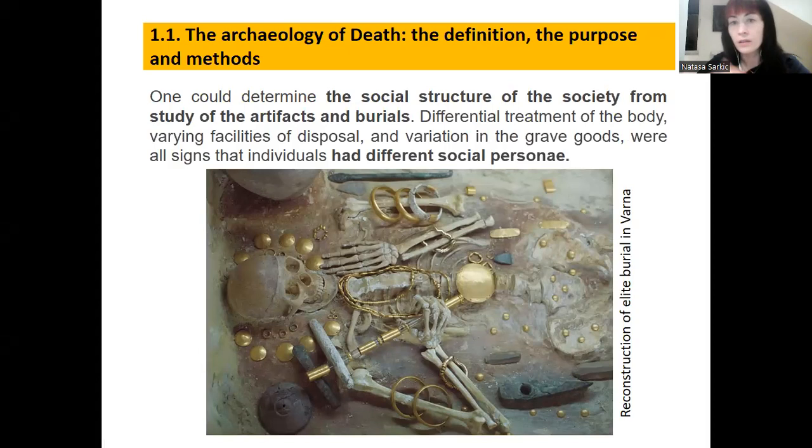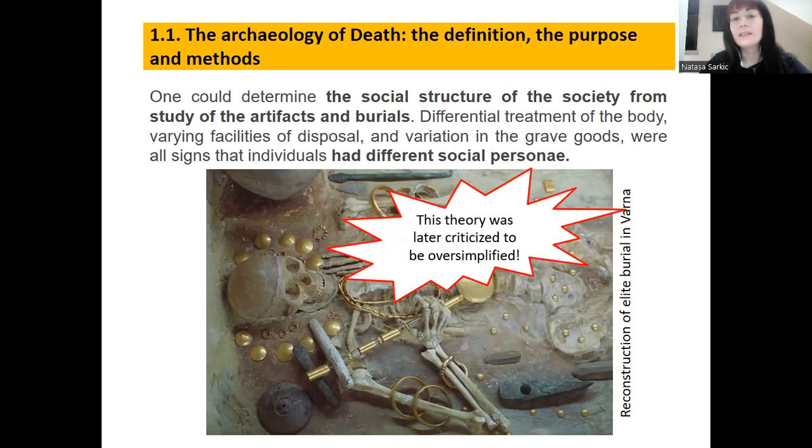For example, this would be the most simple example, but we have this burial in Varna. Obviously this was not a commoner. This person was somebody of higher status, and it's represented through all these luxury things that can be found in this grave. And then if we have in the same society very simple empty graves, or with something that is not very important, this is obviously showing that this society was very separate in this ranking. Of course, this theory was later criticized as oversimplified, and we will see also why.